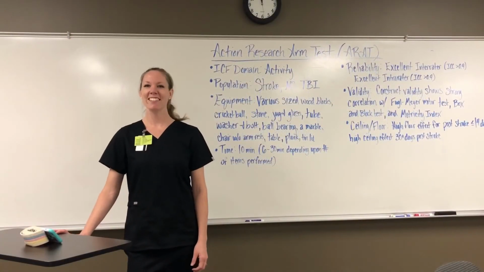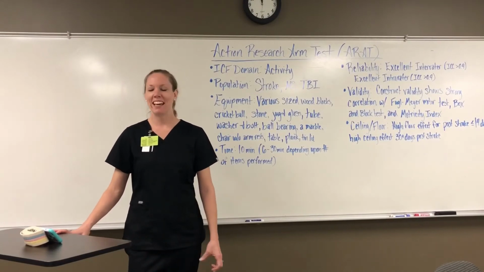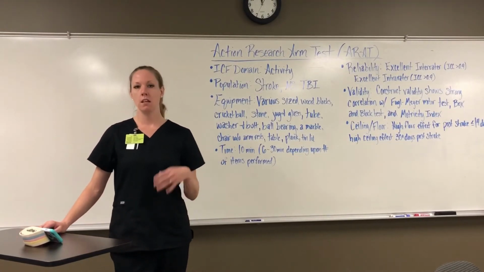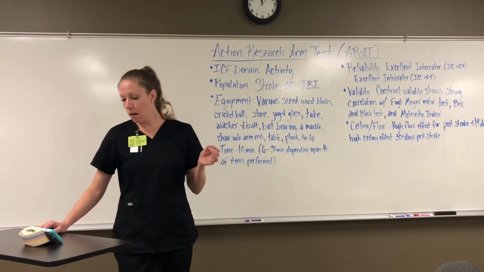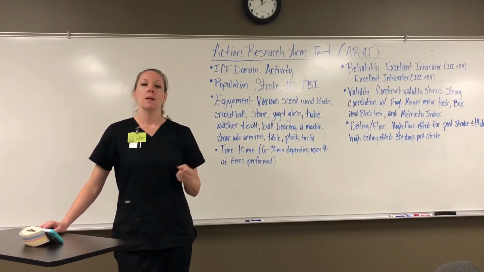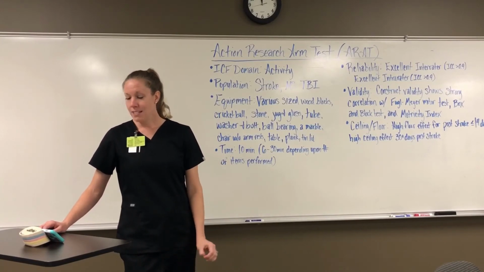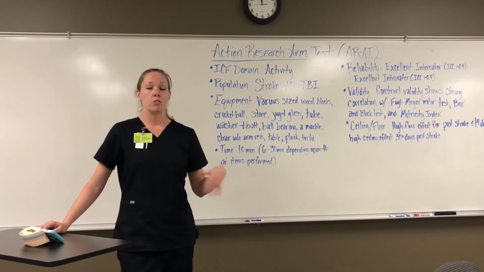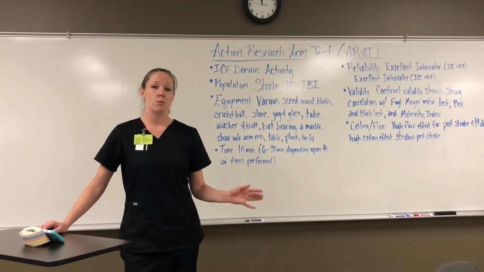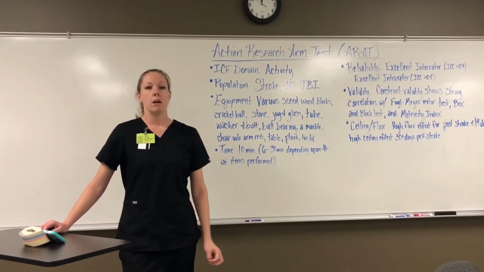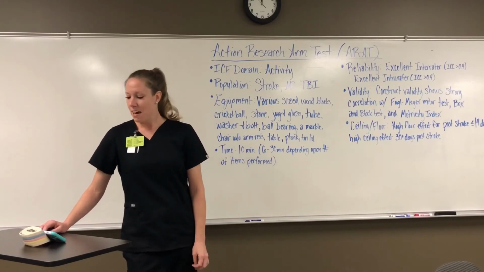Hello. The Action Research Arm Test is a 19-item measure that's divided into 4 subtests. So we have pinch, grasp, grip, and then gross arm movements as well. This is a test that requires you to purchase a $600 kit. So today we're not going to be able to demonstrate this for you, but we do have a link that will allow you to go and review it on your own time.